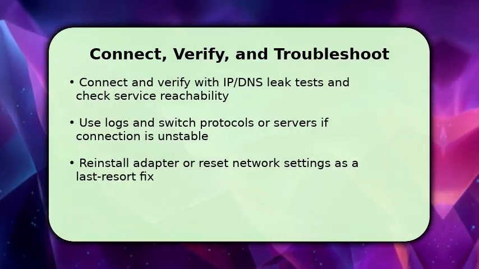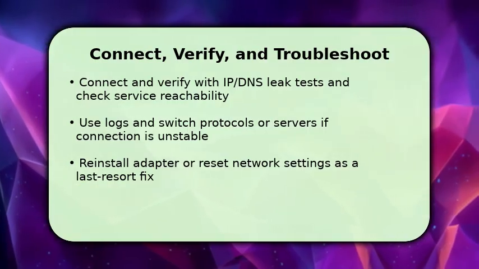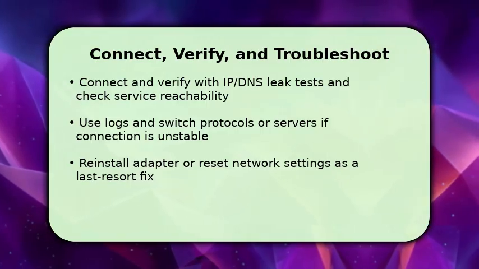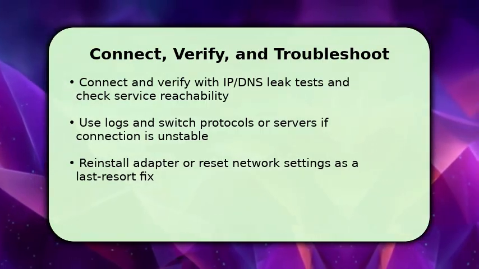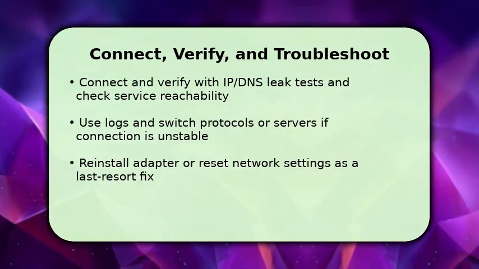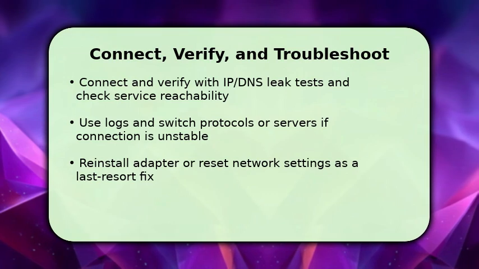WireGuard or TCP often resolves issues. Once connected, make sure auto start and the kill switch function by restarting Windows. If problems persist, review client logs for auth or routing errors, switch servers, flush DNS, or reinstall the virtual adapter. As a last resort troubleshooting tip, reset network settings to restore.